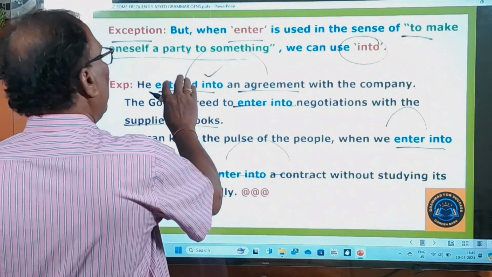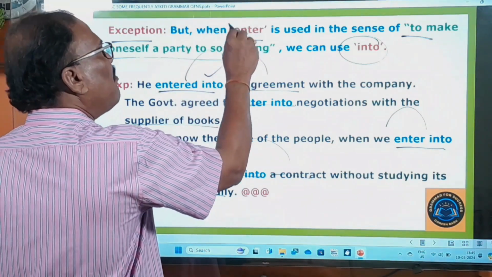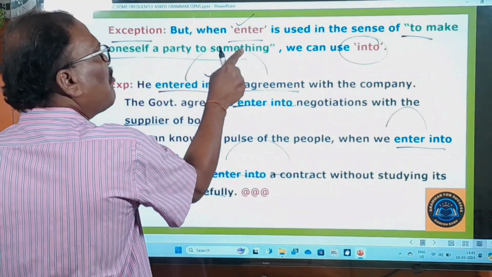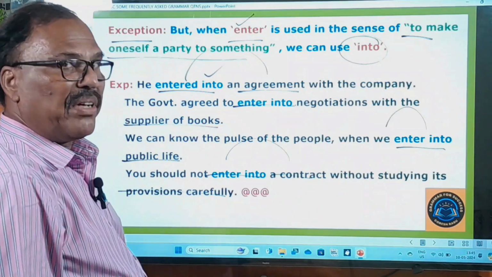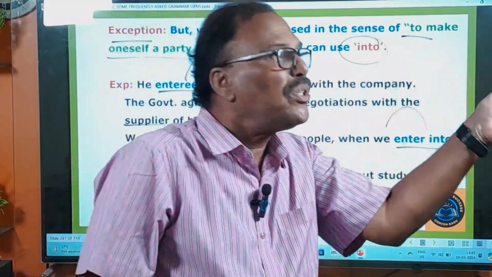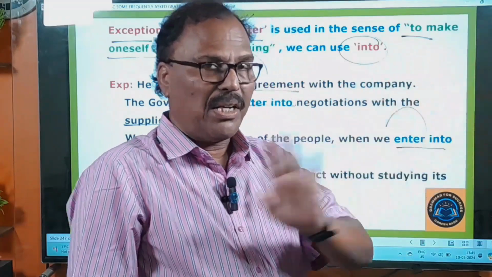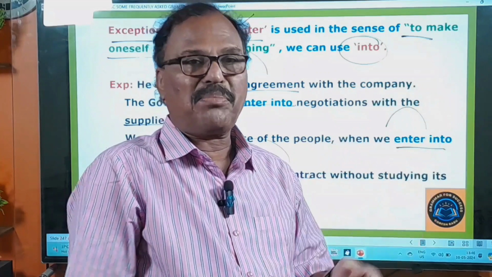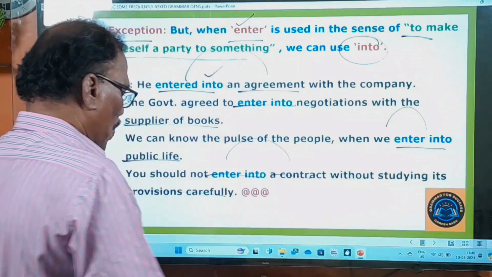So in this way, whenever we use the verb enter in the sense of to make oneself a party to something, then we can use into. But whenever we use the verb enter in the sense of to go into, then we should not use any preposition after that. So please keep this point in mind. Now let's move on to learn other things.